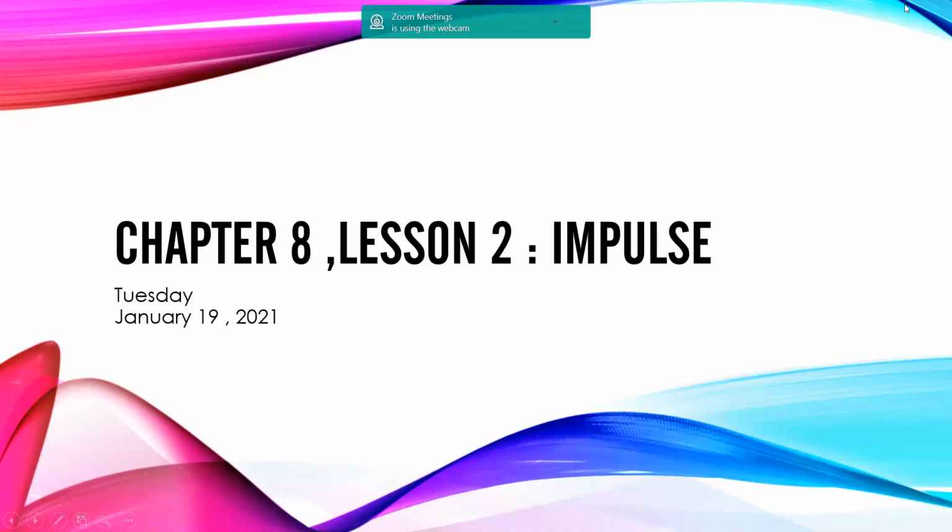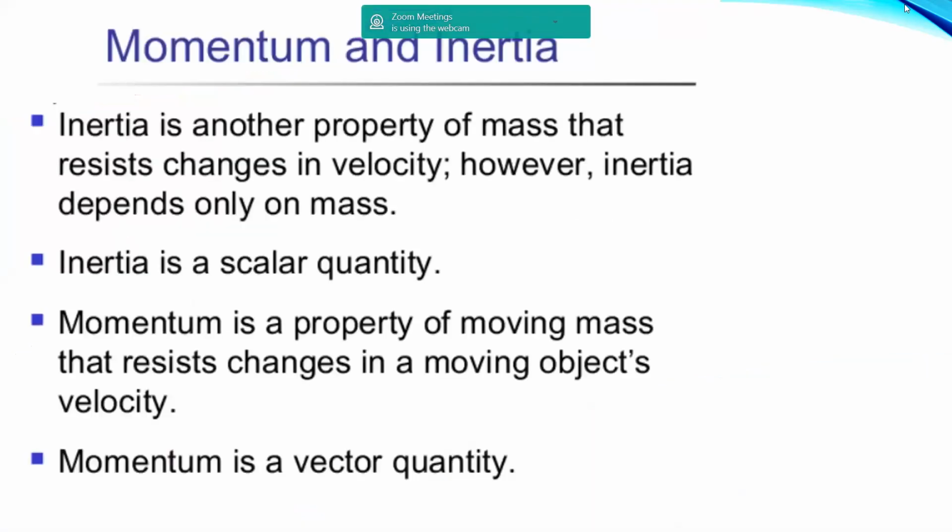Today our lesson 2 is talking about impulse. Before talking about impulse, let's revise the difference between momentum and inertia. Inertia is a property of mass that resists change in velocity, and inertia depends only on mass. So let's see here the difference between inertia and momentum.